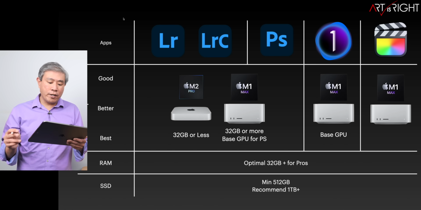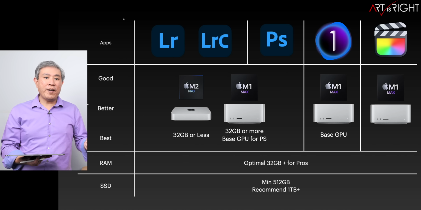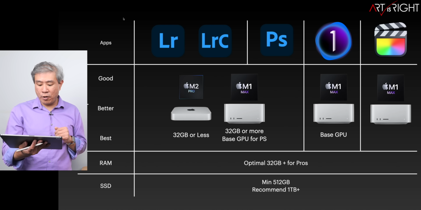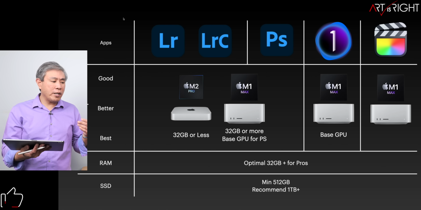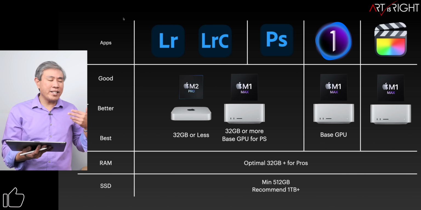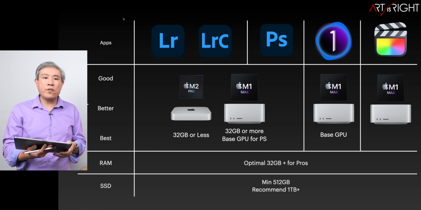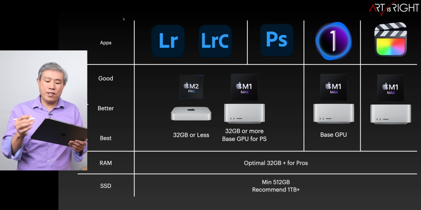As far as SSD goes, the minimum is 512, which I am thankful that Apple is now putting at the minimum for these Pro machines. However, for Pros, I still recommend that you go for 1 terabyte because that gives you more room. It does give you more speed as well, but do it more for the room rather than for the speed, because you saw from the analysis I shared with you, SSD speed doesn't really play that much of a role in this whole thing.